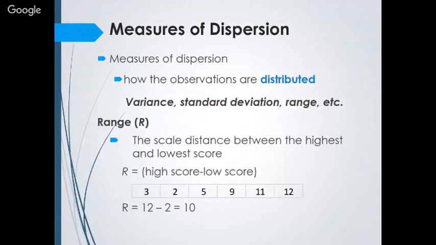Next is measures of dispersion. Measures of dispersion mainly consist of variance, standard deviation, range, etc. For what purpose are we using this dispersion? To know how the data is distributed.